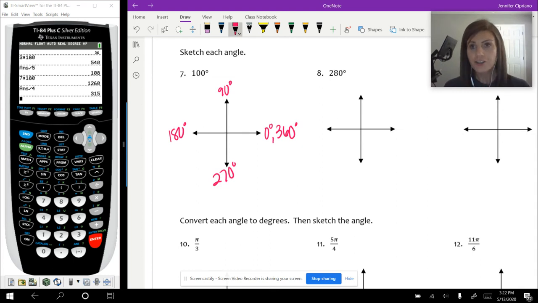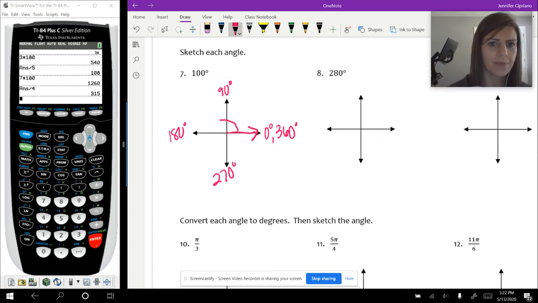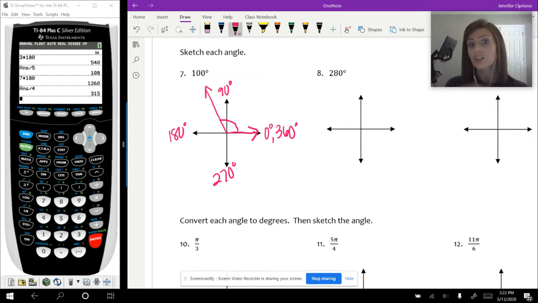Let's sketch a 100-degree angle. 100 degrees is a little bit more than 90 degrees. So a 100-degree angle would always start on the x-axis. That's never going to change. And it would be rotating a little bit past 90. So 100 degrees would be somewhere like right here. Obviously, it's much less than 180, so it should be closer to 90 than it is to 180.